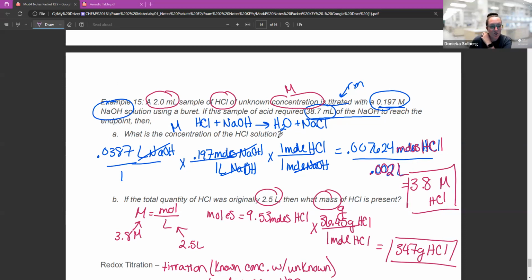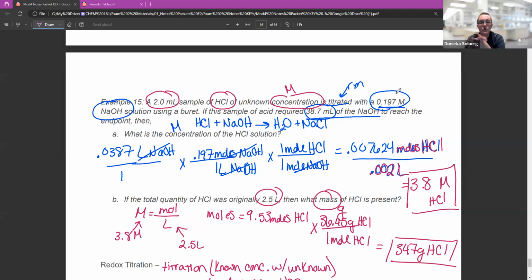then what is the concentration of the HCl solution? You'll notice I did some things in different colors. The HCl I did in red because that was the acid, and the sodium hydroxide I did in blue. So you need to read carefully. The 2 milliliters goes with the HCl, which I don't know its concentration. The 38.7 milliliters goes with the NaOH, and I do know its concentration.